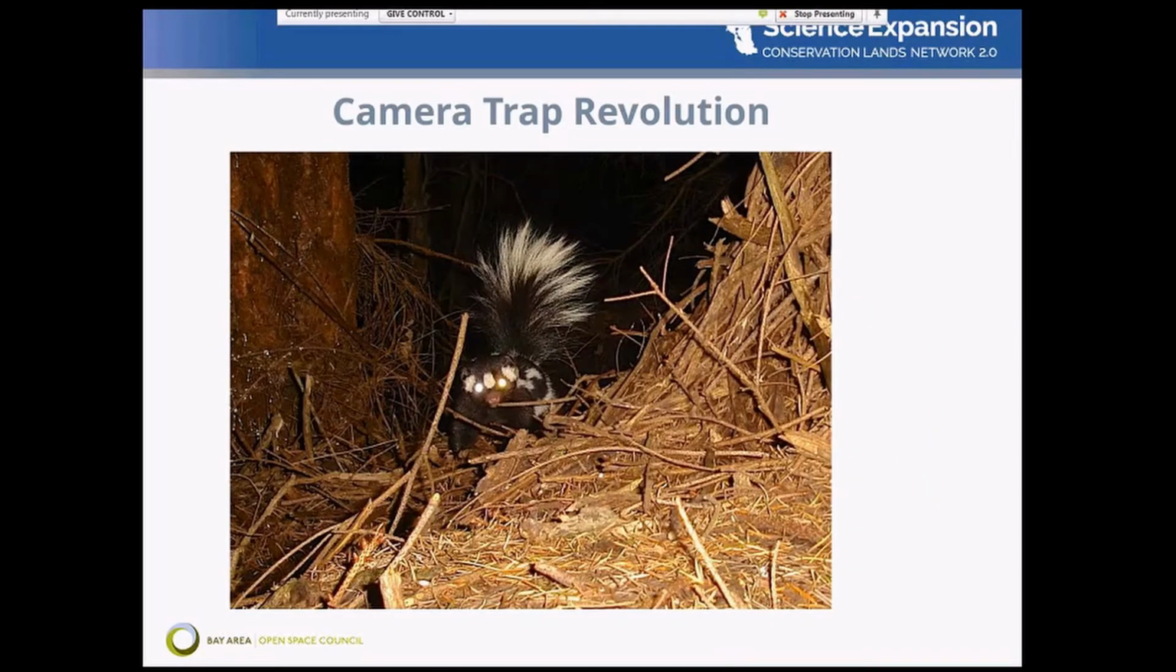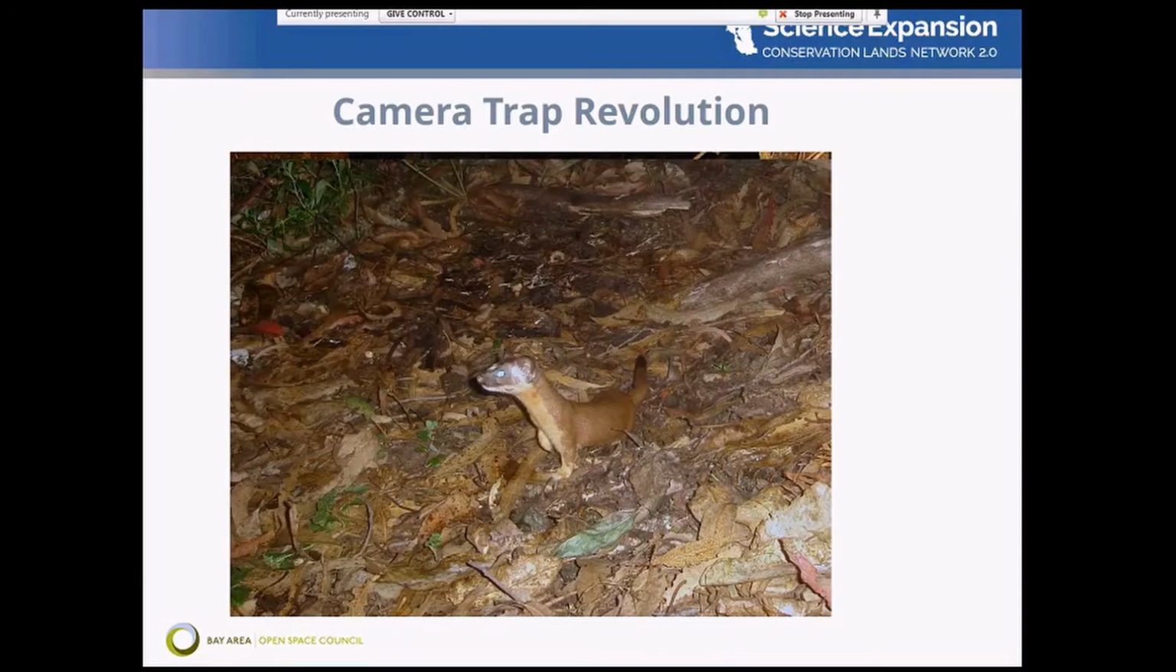We are experiencing the camera trap revolution, so we know a lot more about the distribution of mammals in the Bay Area. This is a western spotted skunk, which is quite rare in the Bay Area. Next. We've fleshed out its distribution. This is a long-tailed weasel, very cryptic species that likes very dense shrublands. This photograph was taken from San Bruno Mountain just south of San Francisco, and it was a surprise to see a creature like this on such an isolated habitat. Next slide.